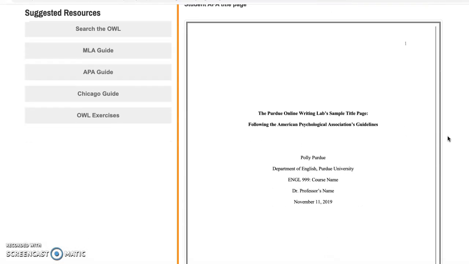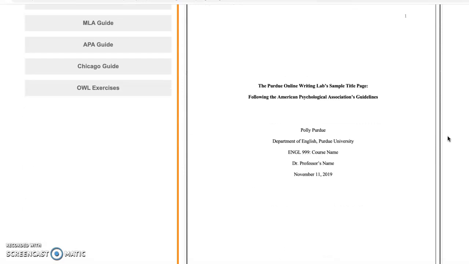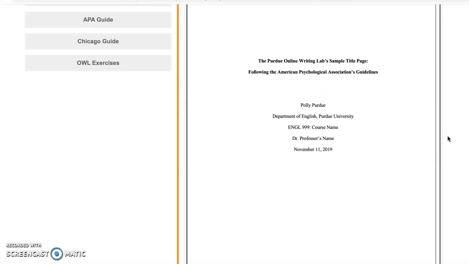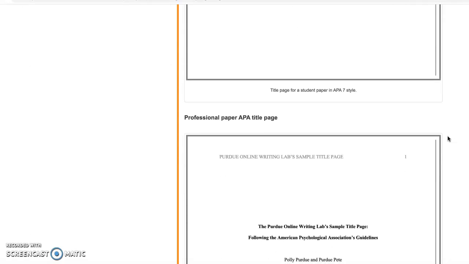It does have a student APA title page listed there for you, so that's what yours should look like when it's finished, including the bolding, including all of that information.